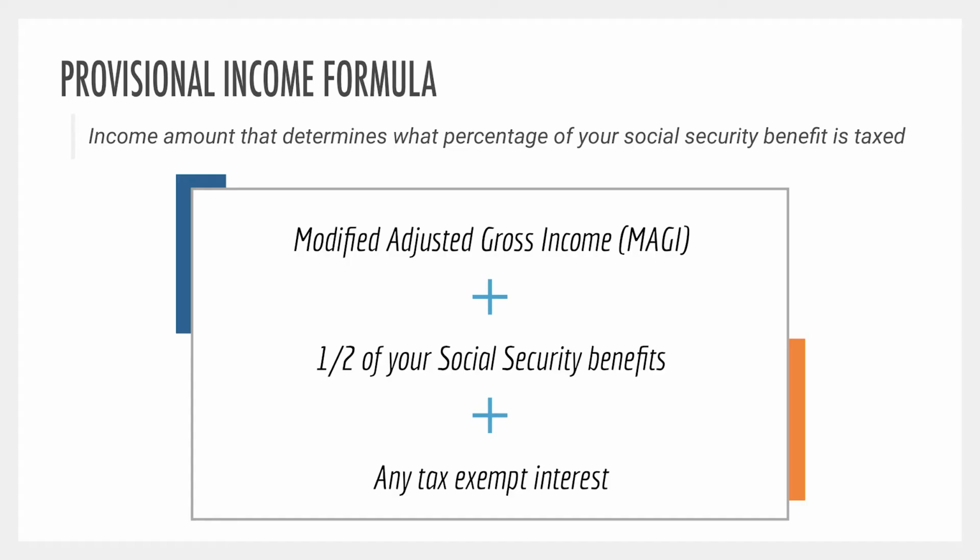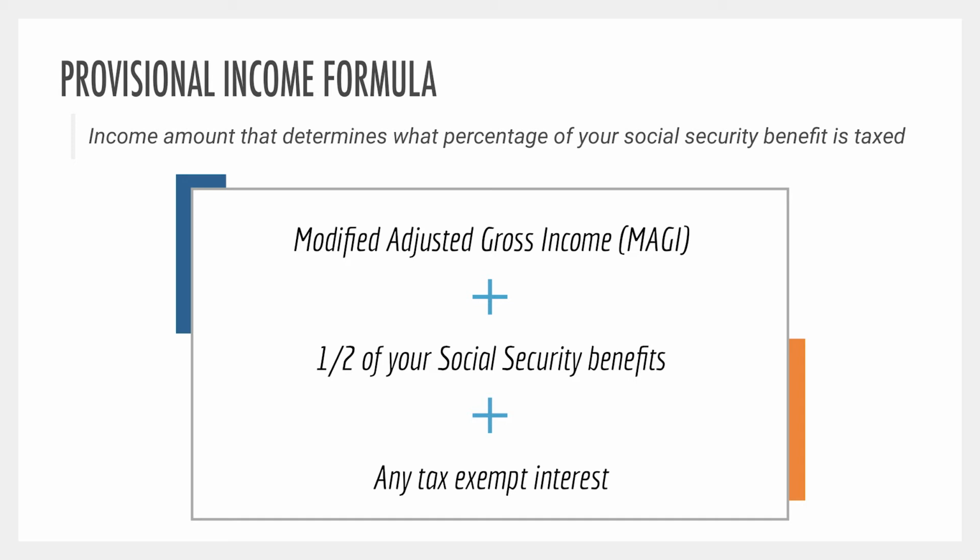Provisional income itself is determined by a simple formula that the IRS calls the provisional income formula. You can see from this chart that it seems pretty simple. Modified adjusted gross income, or MAGI, plus half of your Social Security benefits, plus any tax-exempt interest. However, let's slowly walk through that so it's a little bit easier to understand.